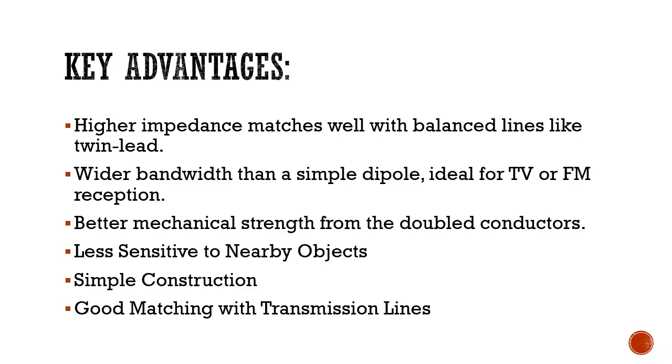Better mechanical strength from the double conductors. This point teaches that when there is only one conductor, we get a minimum voltage or current, while keeping two or parallel conductors, we get the maximum radiation for the receiver side. It is a simple construction, very simple to construct, and the cost is less.